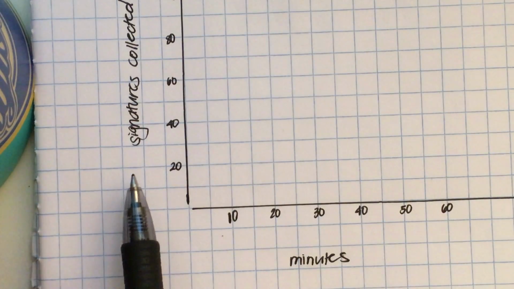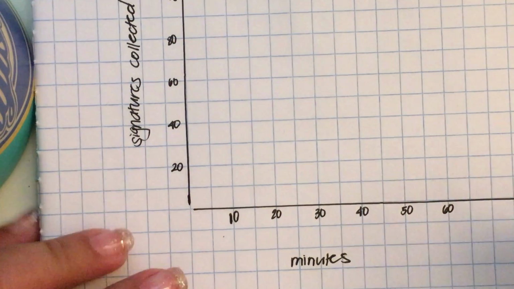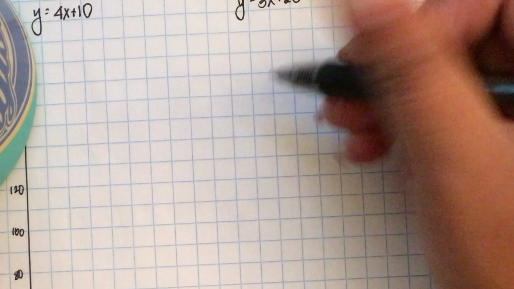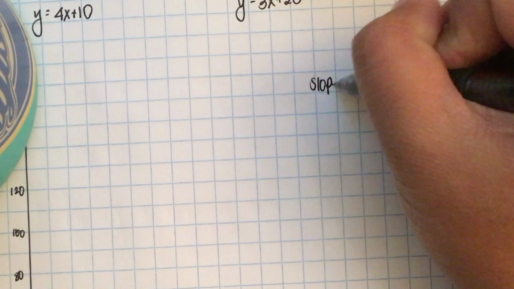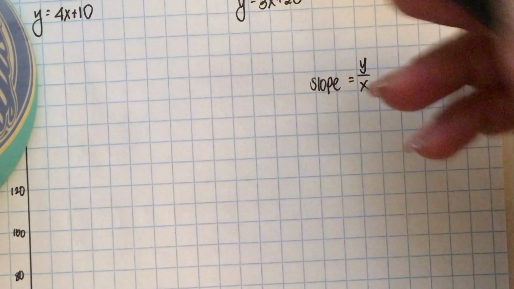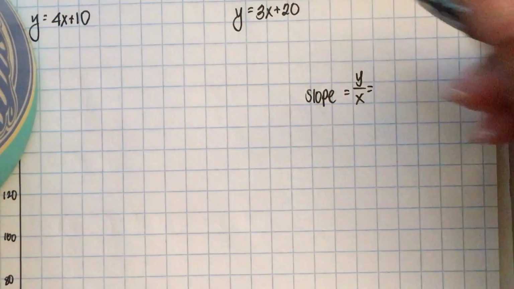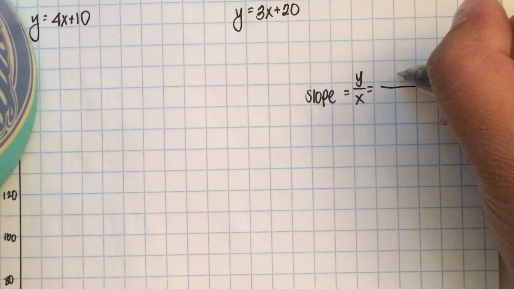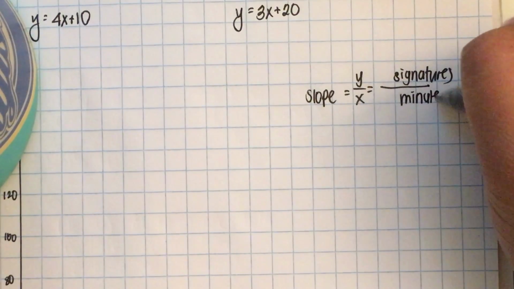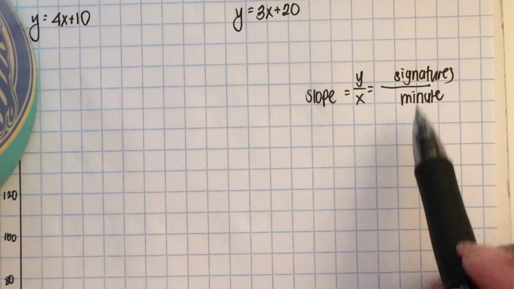You might be wondering how I knew to put signatures collected on the y-axis and minutes on the x-axis. And that's because over here we're going to put our slope is equal to y over x. So that's your rise over run. And from the problem, we know that the rate was that Warren and Susan both collected some number of signatures per minute. And so I know now that the y-axis is going to be signatures and the x is going to be minutes.